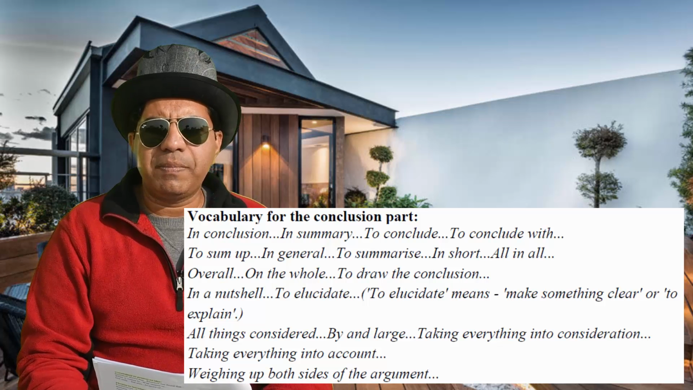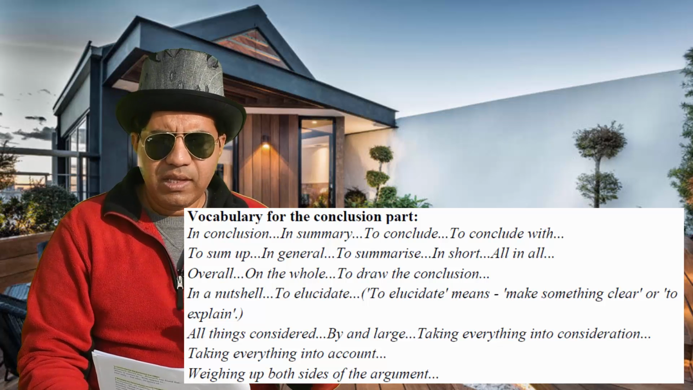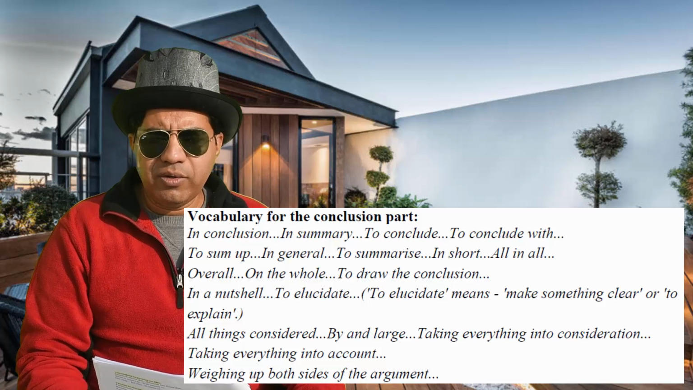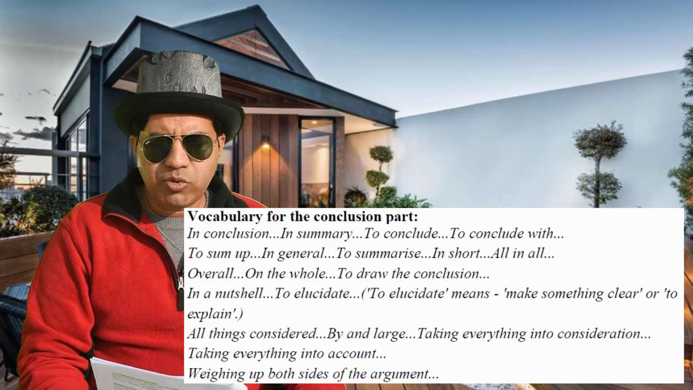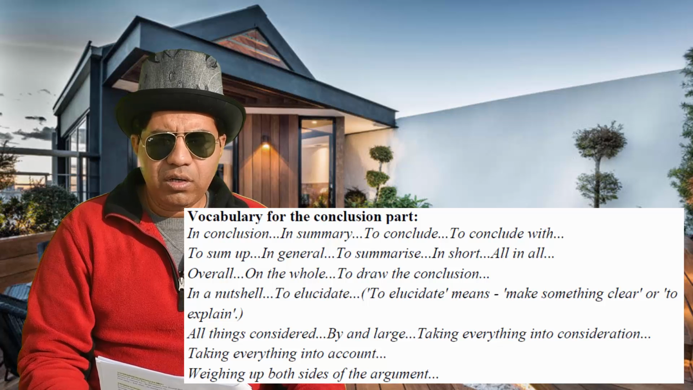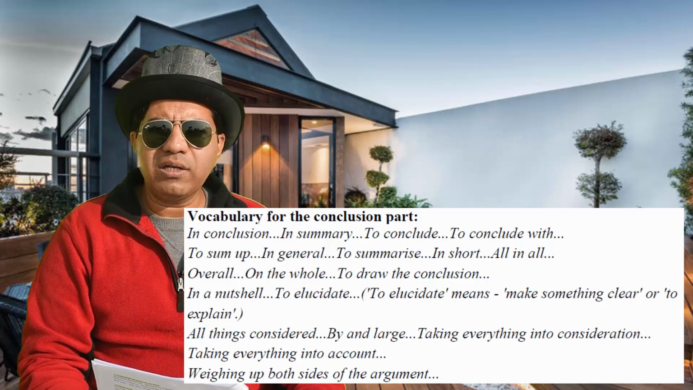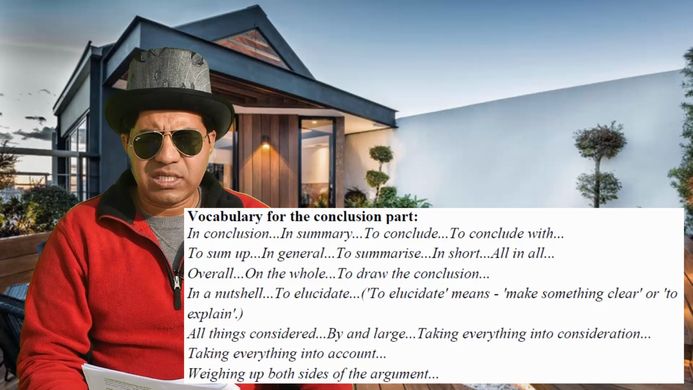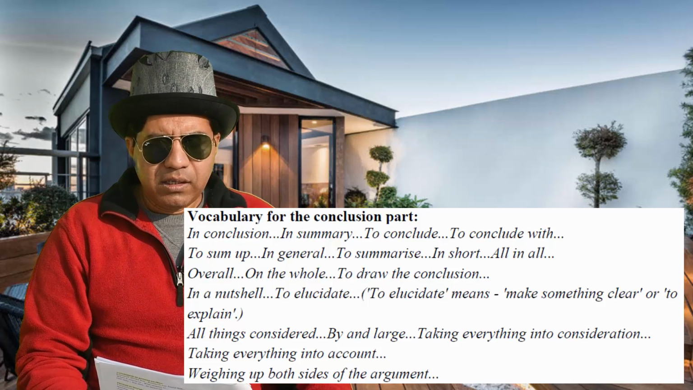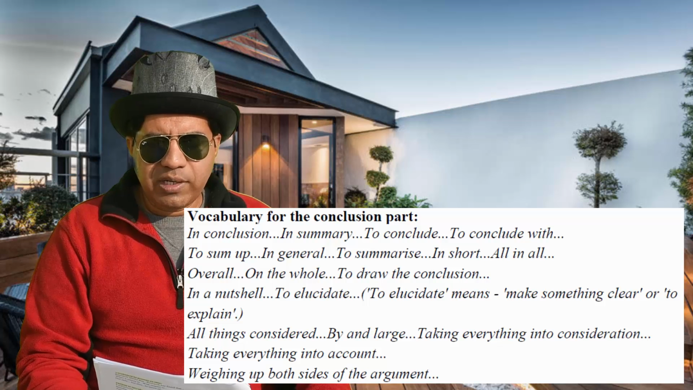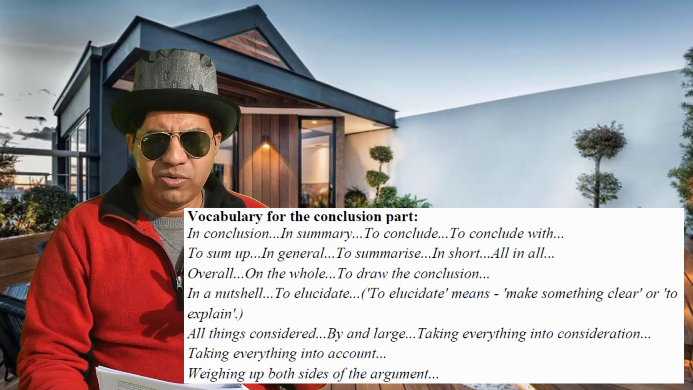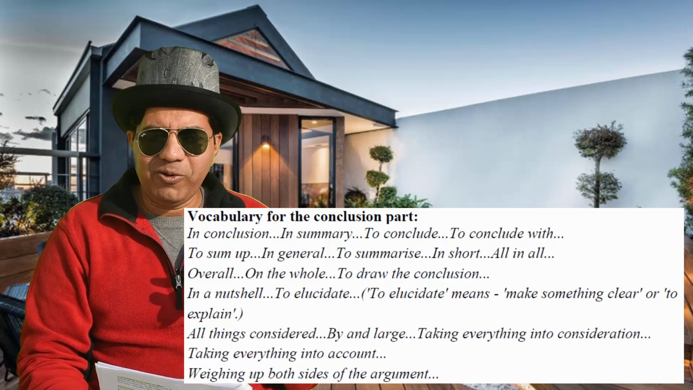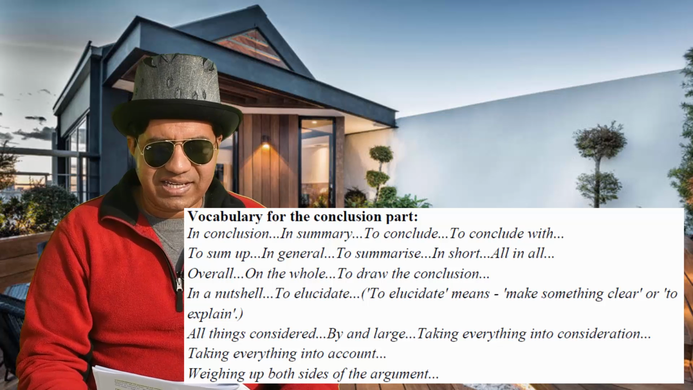Vocabulary for the conclusion part. In conclusion, in summary, to conclude with, to sum up, in general, to summarize, in short, all in all, overall, on the whole, to draw the conclusion. You can use one or two phrases for that. To elucidate means make something clear or explain. So don't use in a nutshell. Okay, that's wrong. That's incorrect actually.